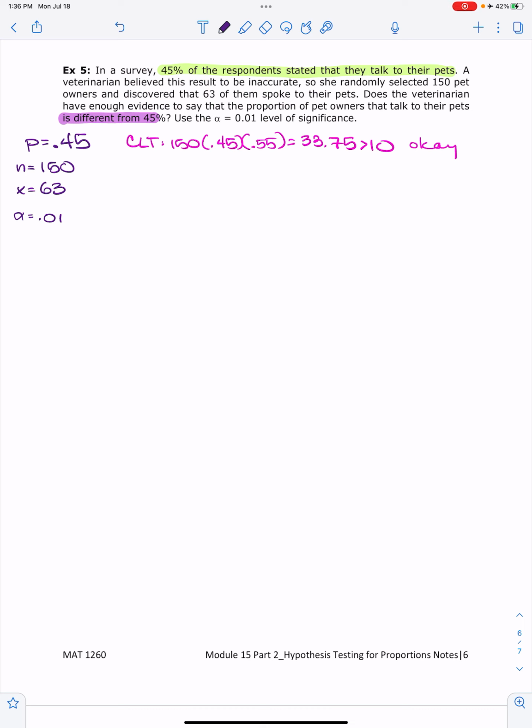So different from 45. So I'm going to do this in a little different order. My null hypothesis, the proportion is 45. My alternate hypothesis is that it is not 45. Here's what this looks like in terms of my normal curve.